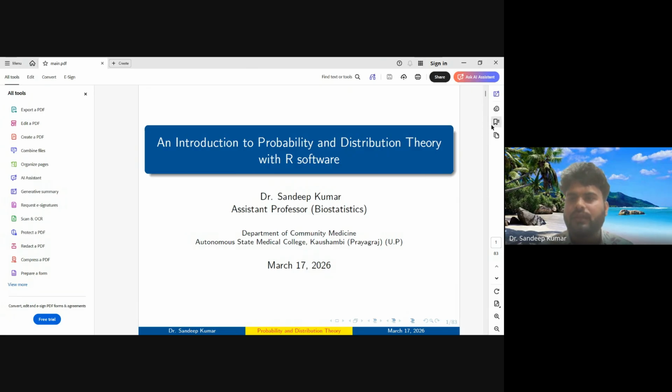So my topic today is an introduction to probability theory using R software. This is a very important topic nowadays in every dimension.